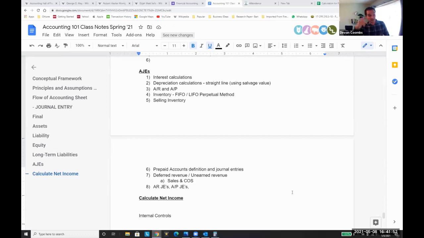And if I give you 9 or 10 journal entries, I want you to also be able to calculate the assets, liabilities, and equity from that fact set. So 8 to 10 JEs.